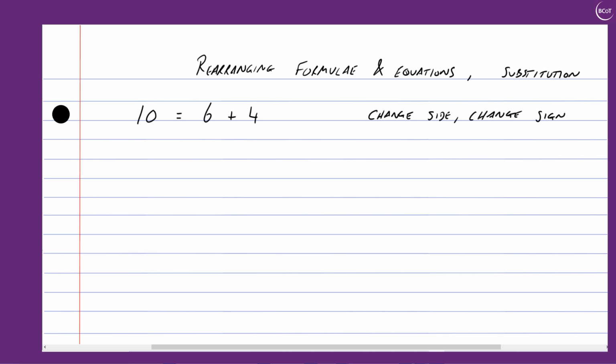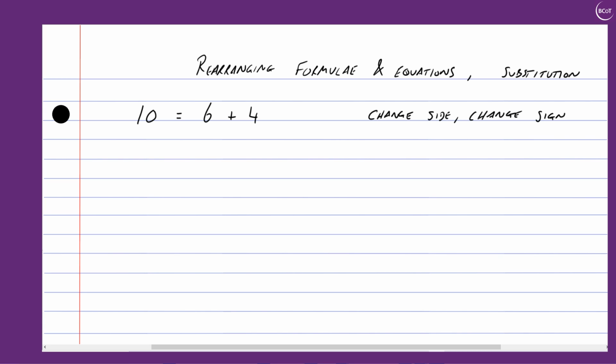The first thing I'll look at is something I call change the side, change the sign, and I'll just put some dummy numbers in here, 10 equals 6 plus 4, to explain how it works. When you're asked to rearrange formulas or equations, you may be asked to make a certain variable, one of the letters in the equation, on its own. So say I wanted to get the 4 on its own here. I wanted to rearrange this as an equation because it's got an equals sign.